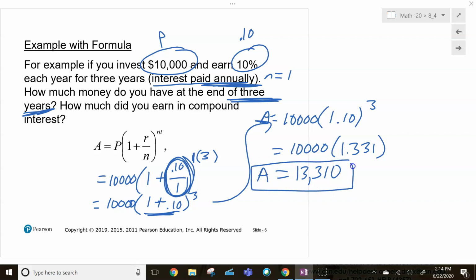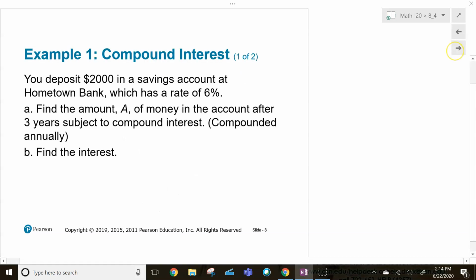So see how we can do that much easier with that formula? Just punch it into the formula. And so you want to use that formula here on these examples. Let's do another one here. You deposit $2,000 in a savings account.